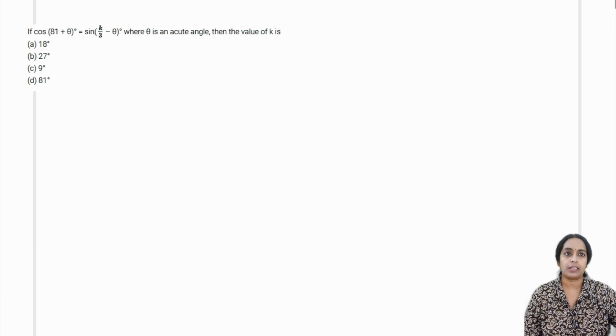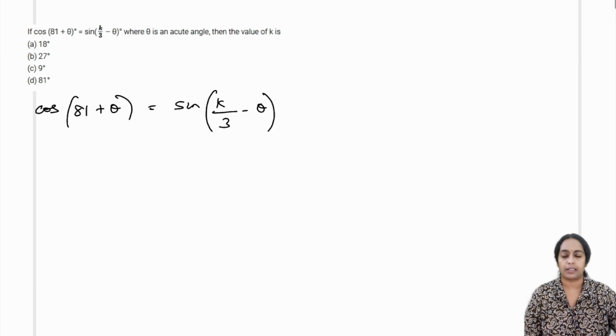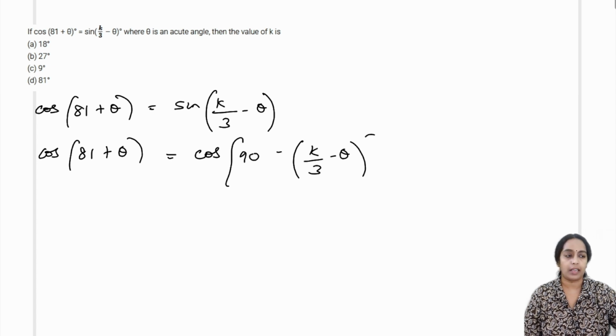The question says, if cos of 81 plus theta is sine of k by 3 minus theta, where theta is an acute angle, then the value of k is asked in the question. So cos of 81 plus theta equals sine of k by 3 minus theta. So cos is there on the left hand side, sine is there on the right hand side. So we change the sign. Sine theta is cos of 90 minus theta. So we have the formula. So sine of k by 3 minus theta will be cos of 90 minus k by 3 minus theta.